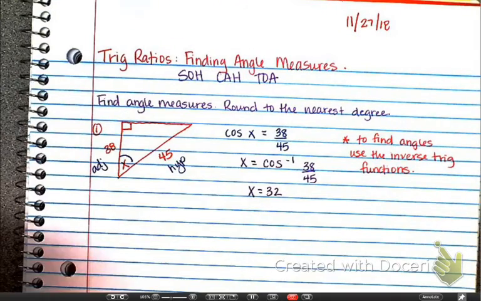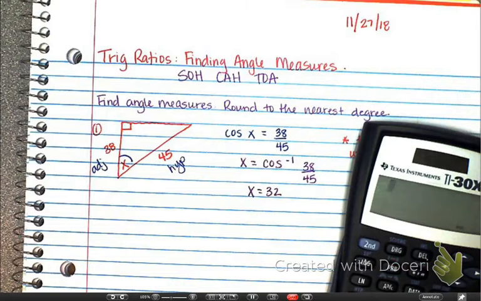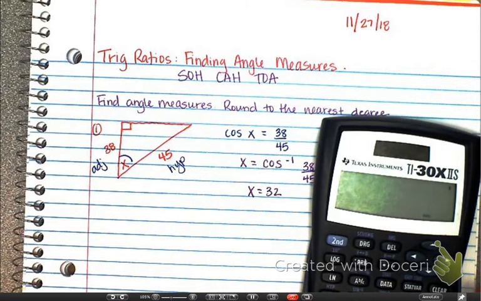How do you plug it in again? Okay, so do you have this calculator? So second, and then cosine, because if you look right above cosine, it says cosine to the -1. So second cosine, and then you literally plug in the fraction, 38 divided by 45. Okay, some of you have calculators where you have to work backwards. So if yours is one of those backwards calculators, you do 38 divided by 45 and then second cosine. Did everyone figure out how to use their calculator? Everyone got 32?